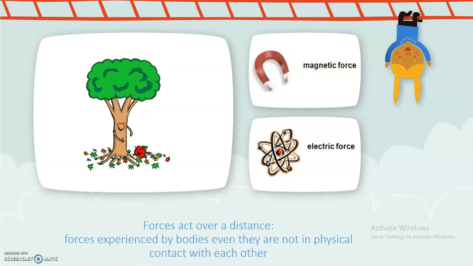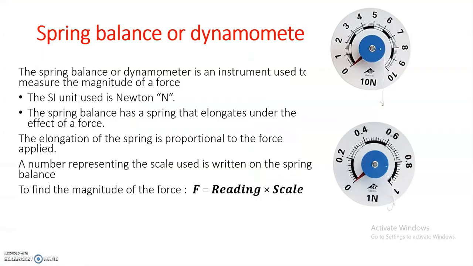The second type, the second class: force acting over a distance. I mean, it is not necessary to have contact between the objects to have this force. The famous example is the weight. The weight is the force exerted by the earth on any body. The second example, magnetic force, and the electric force is another example.